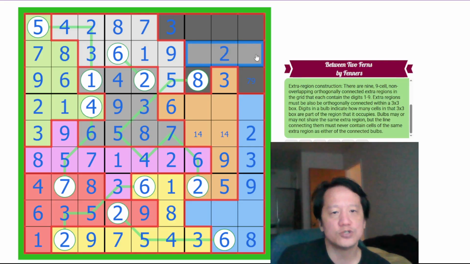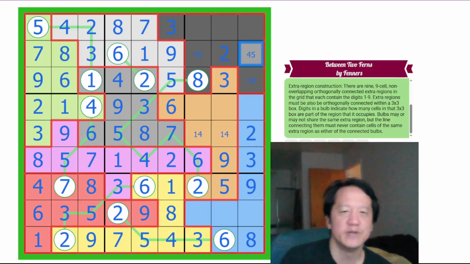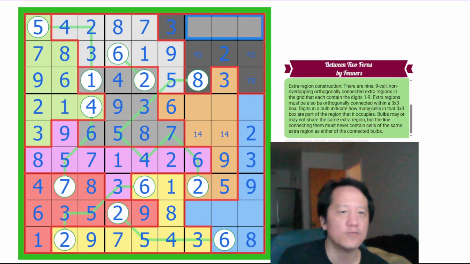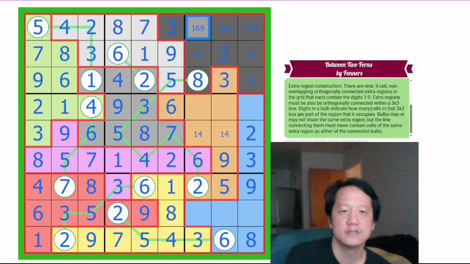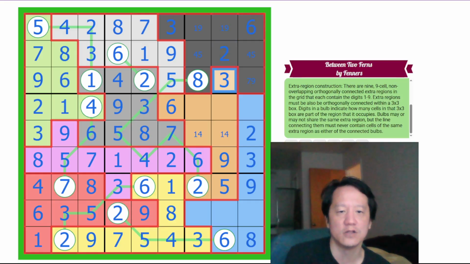Remaining digits of row 2, we have 4 and 5. Either of them could be 4 or 5. Remaining digits of row 1, we have 1, 6, and 9. 6 cannot be here or here, so 6 has to be here because of 6s in the columns. And 9 here eliminates 9 here. So that's 1 and 9. 1 eliminates 1 here, so it's 4 and 1.